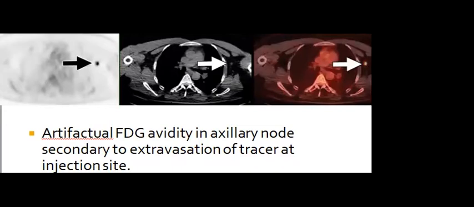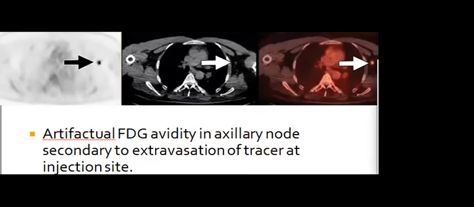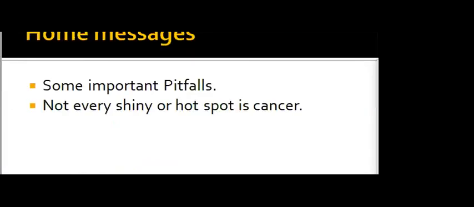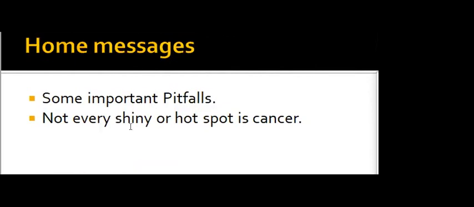So the most important thing when you interpret the PET-CT is to check carefully what is normal and what is abnormal. There are some important pitfalls. Not every shiny or hot spot can be considered cancer.